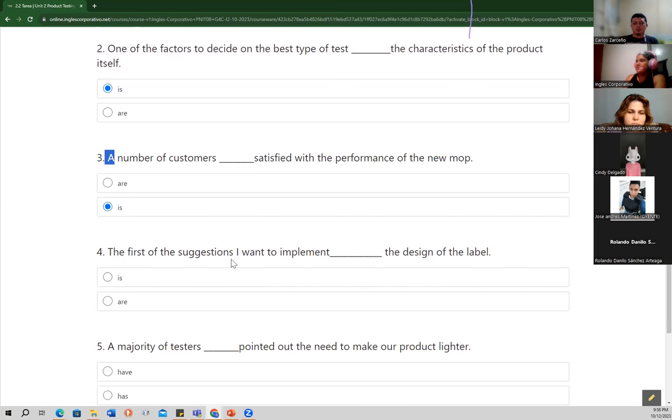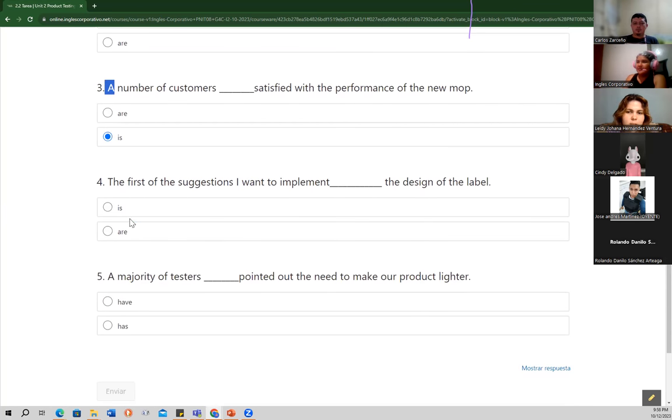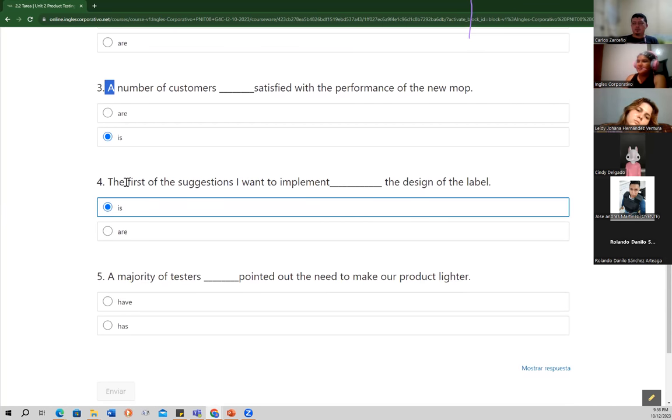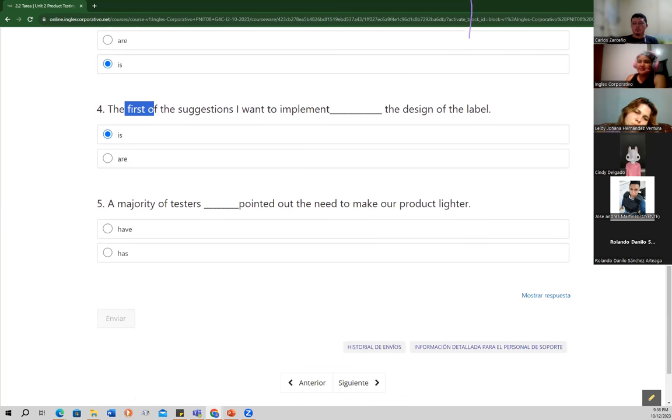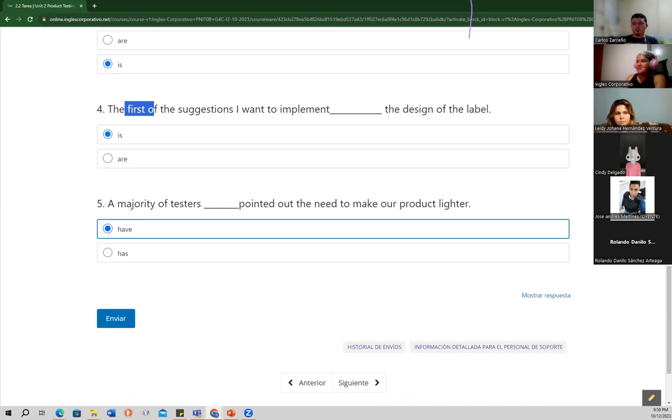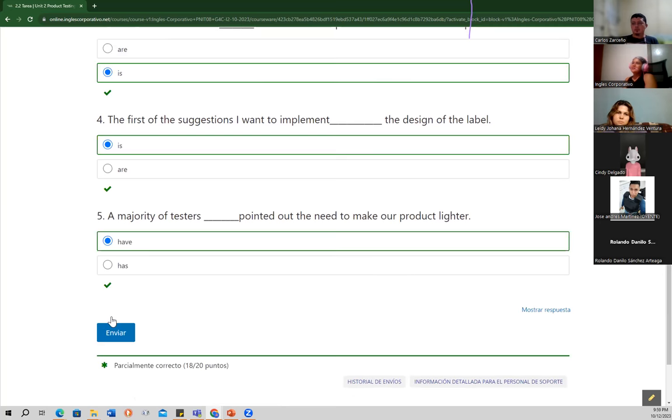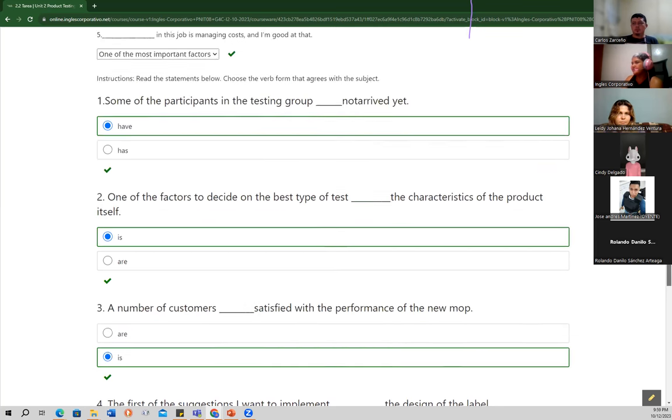The first of the suggestions I want to implement is the design of the label. Yes, because it says the first. A majority of the testers have pointed out the need to make our product lighter. Okay, send it. There you have the one, it is okay. Refer, teacher. Refer.